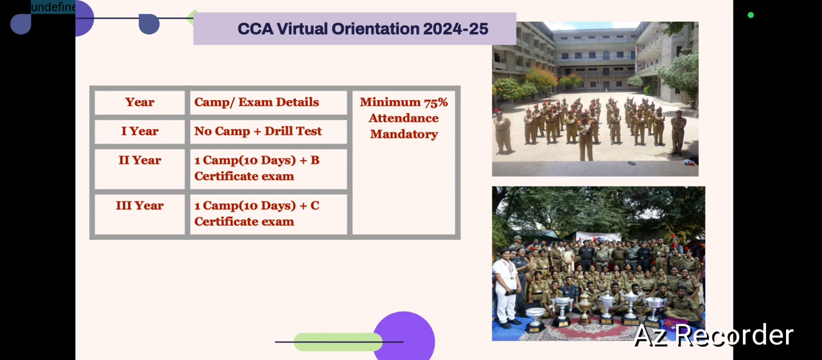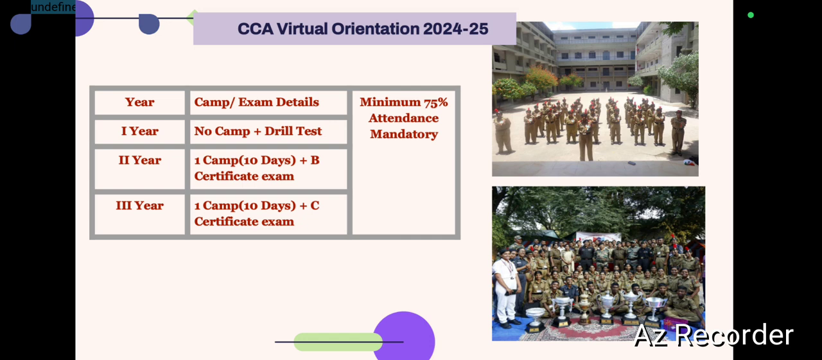In the first year, there will be only drill test. In the second year, a camp for 10 days and a B certificate exam. The cadet has to give a B certificate exam in the second year. And in the final year, again, the cadet has to attend a camp for 10 days plus she has to clear the C certificate exam.